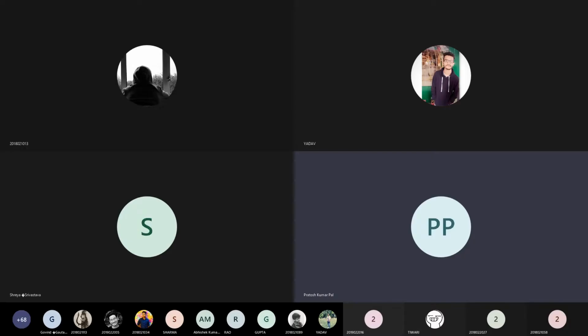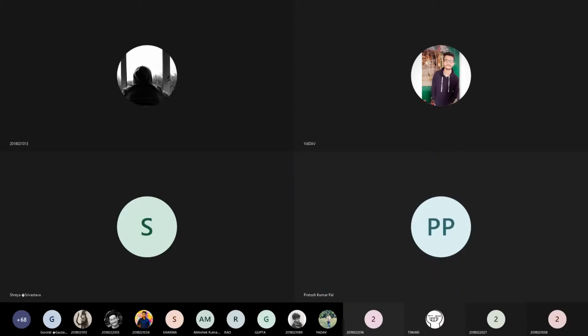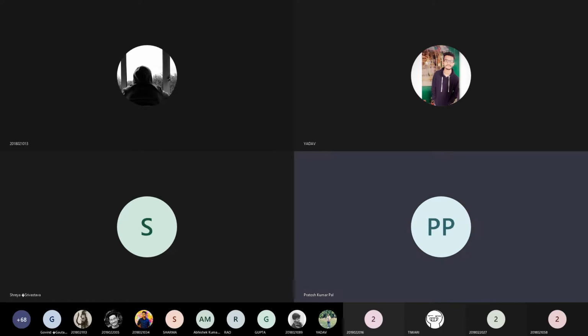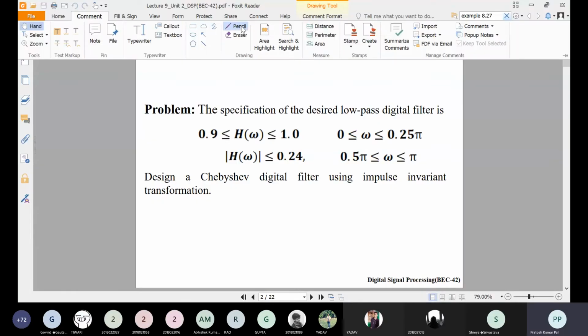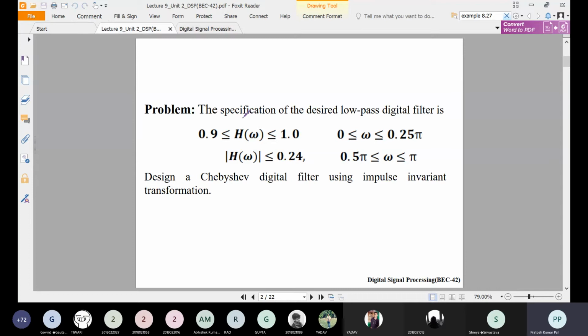The transfer function. Okay, and here this filter should be using the concept of impulse invariance transformation. Okay, so the impulse invariance method should be used to find out the digital filters.